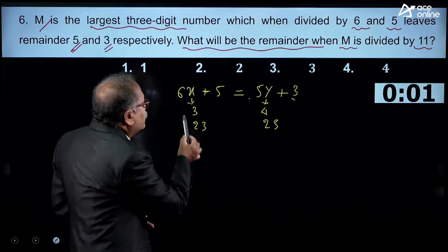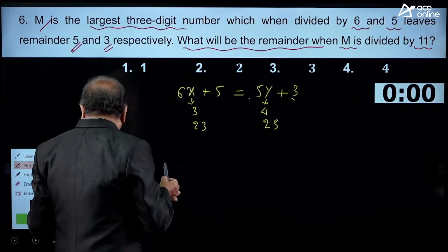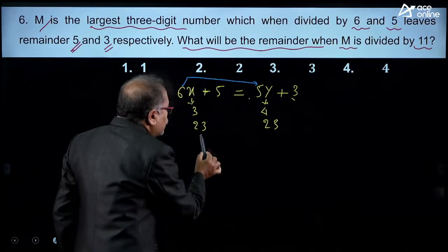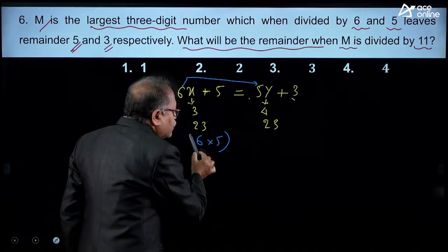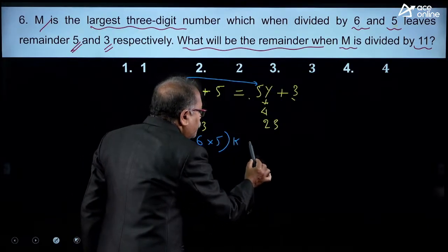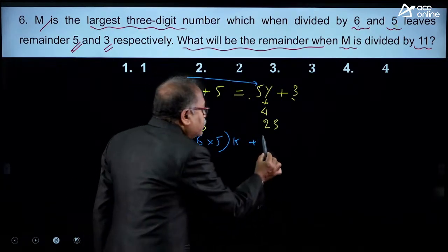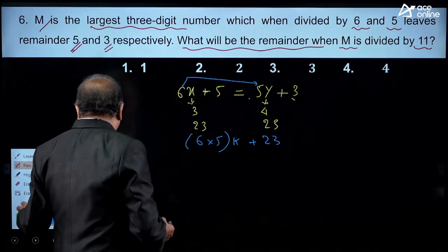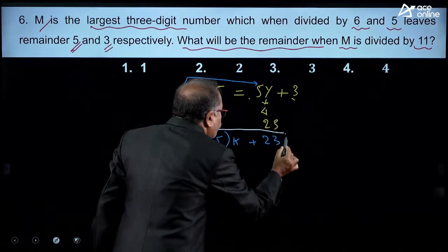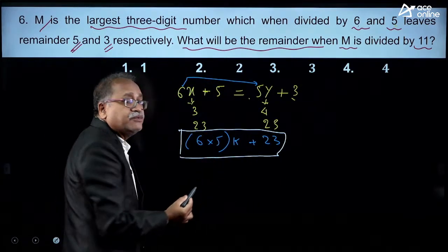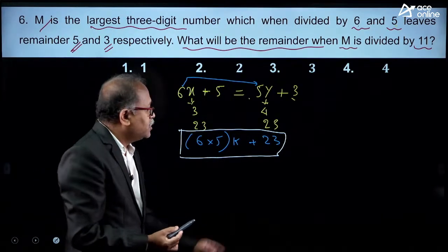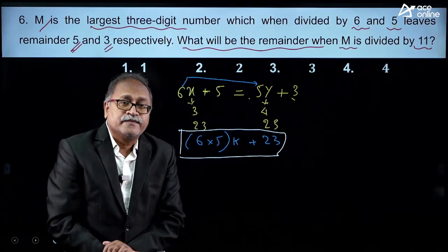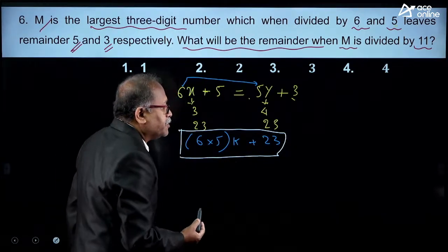The general format of that number is, this is an important part, my friends, don't miss this one. I am just writing over here 6 into 5 k plus the smallest such number, that is 23. That is the number. Now I need to find out what is this 6 into 5 plus 23. You know what 6 and 5 are? They are divisors. And 23 is the smallest such number. Now here it is 30k plus 23.